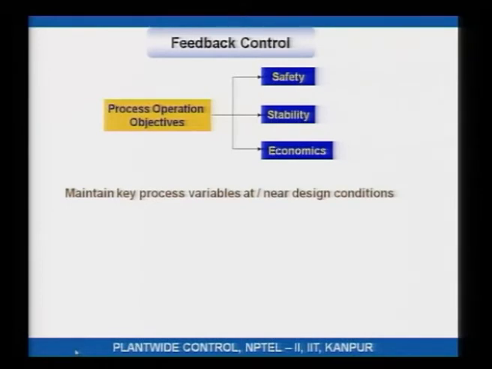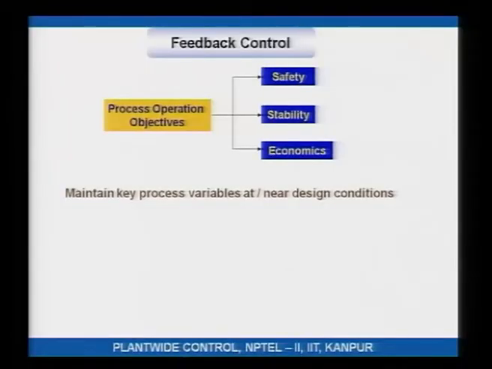So, in order to ensure safety and stability, this typically boils down to maintaining key process variables at or near design conditions. What does that mean? For example, you would like to operate a reactor at its design operating temperature. You would not appreciate large excursions in the reactor temperature from its design operating temperature, because it could lead to a runaway, for example.